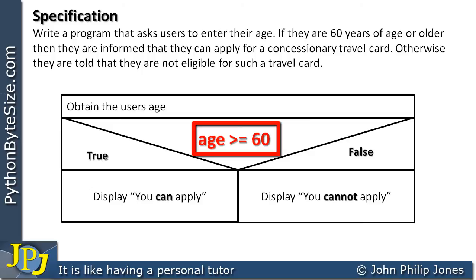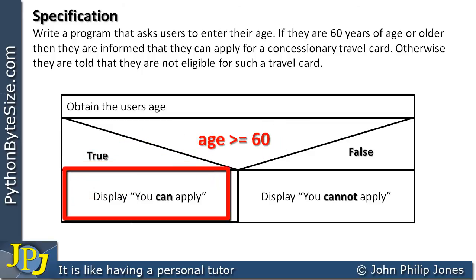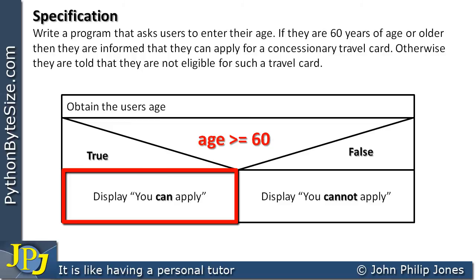Well, it's not equal to 60, obviously. 61 is not equal to 60, but it is greater than 60. 61 is greater than 60. So it's true, and we display you can apply, meaning they can apply for a concessionary card.